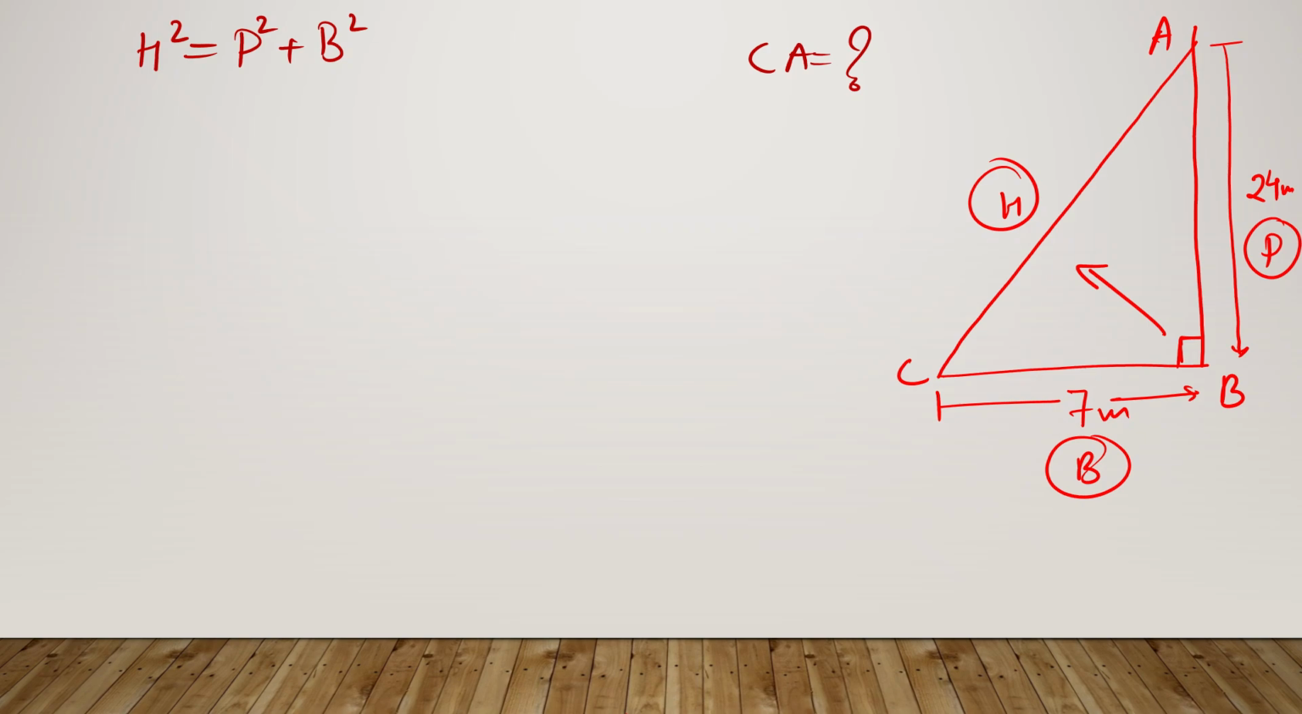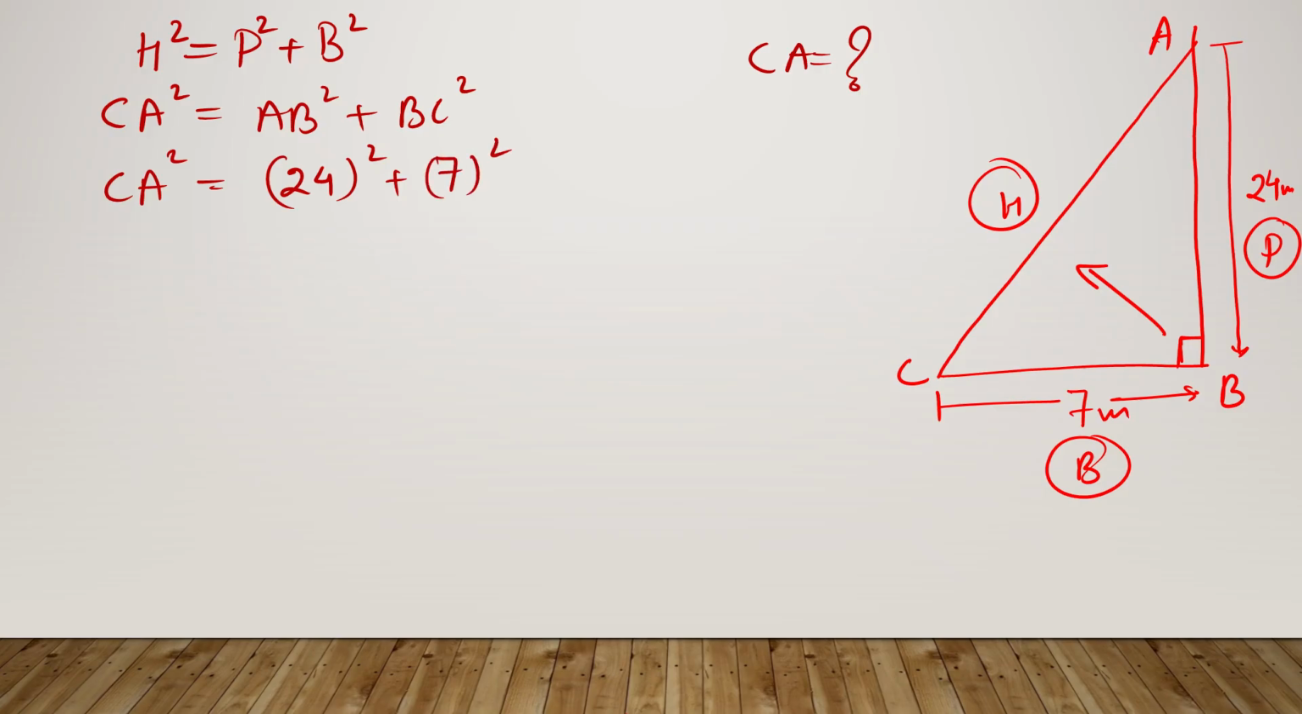So now we are going to write the Pythagoras theorem in the form of sides of this triangle. So hypotenuse, that is CA square, will be equal to perpendicular, that will be AB square, plus the base, that will be BC square. So now CA square, it is not known. AB, that is 24, we will square it. Then BC, which is 7, we will square it. Now CA square will be equal to square of 24.